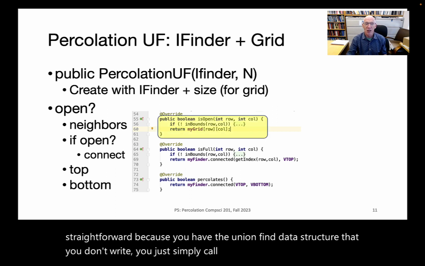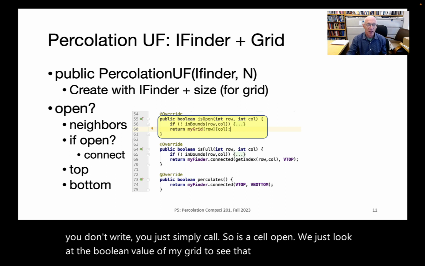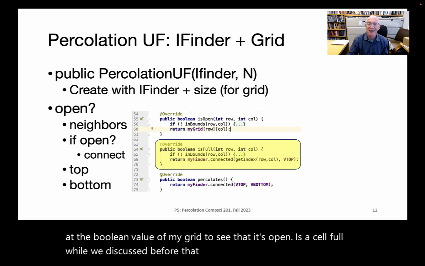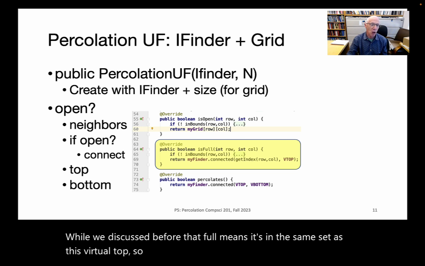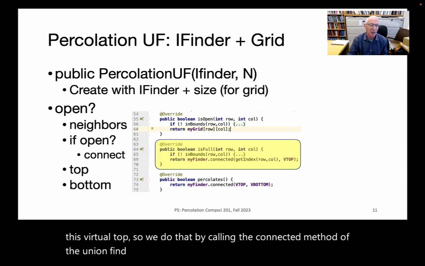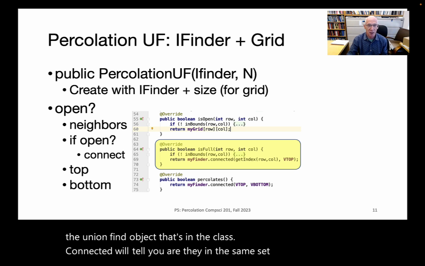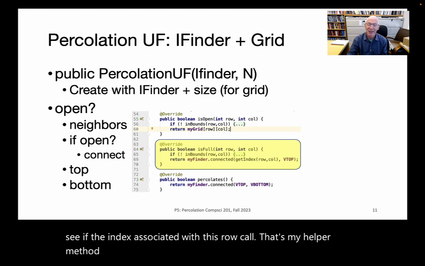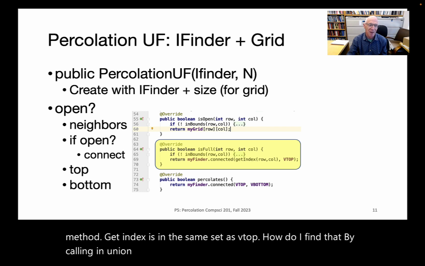So is a cell open? We just look at the Boolean value of my grid to see that it's open. Is a cell full? Well, we discussed before that full means it's in the same set as this virtual top. So we do that by calling the connected method of the UnionFind object that's in the class. Connected will tell you, are they in the same set? So I'm checking to see if the index associated with this row and column, that's my helper method, getIndex, is in the same set as vtop. How do I find that? By calling the UnionFind method connected.